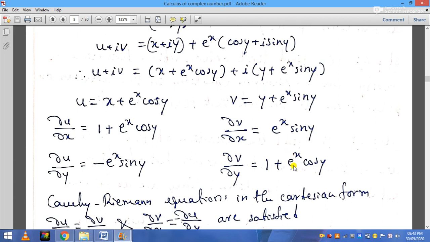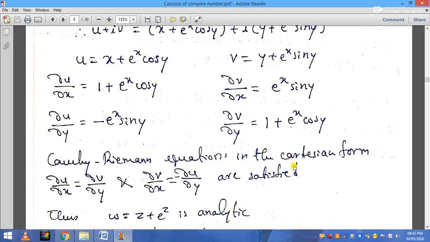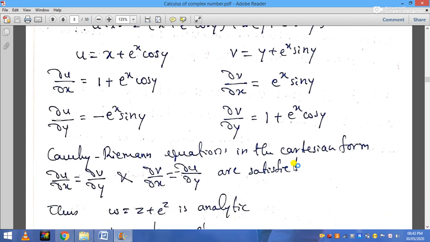Then we have to check whether it is analytic or not. So by using the Cauchy-Riemann equations, we have to prove it. The Cauchy-Riemann equations in Cartesian form are dou u by dou x is equal to dou v by dou y, and dou u by dou y equal to minus dou v by dou x. If these two conditions are satisfied, then w is analytic. So let us see. Dou u by dou x equal to dou v by dou y: both answers will be 1 plus e raised to x cos y, 1 plus e raised to x cos y. So the condition is obeyed.